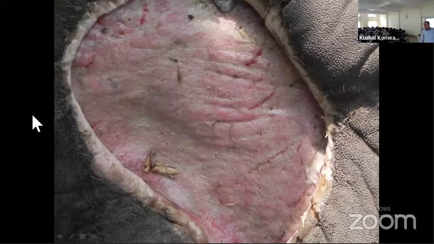It is healing. Now, this color shows granulation. But the problem is that epithelialization has to happen. Skin has to come forward from all sides. So it will take some months for complete healing, but it happens.